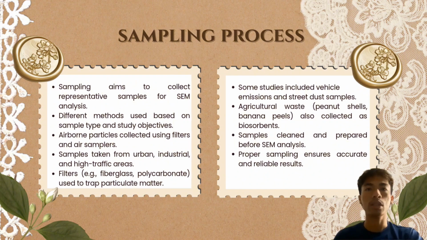Meanwhile, Jayashankar et al. 2040 focused on agricultural waste materials such as peanut shells and banana peels. These samples were collected from domestic and agricultural areas around Bangalore, India. Before analysis, the samples were carefully cleaned to remove dust and other contaminants that might affect the results.